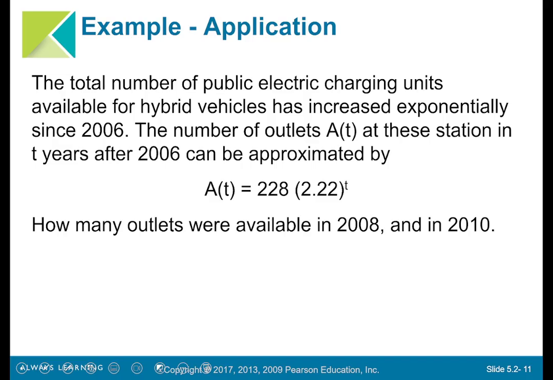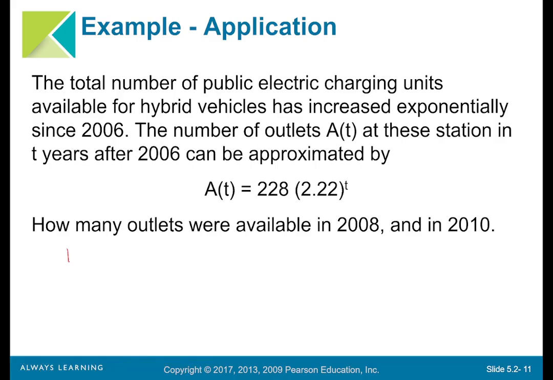Now let's get into some applications of exponential functions. So here we have the total number of public electric charging units available for hybrid vehicles has increased exponentially since 2006. The number of outlets at these stations in T years after 2006 can be approximated by this function A of T. How many outlets were available in 2008 and in 2010? So note that the T represents the years after 2006.